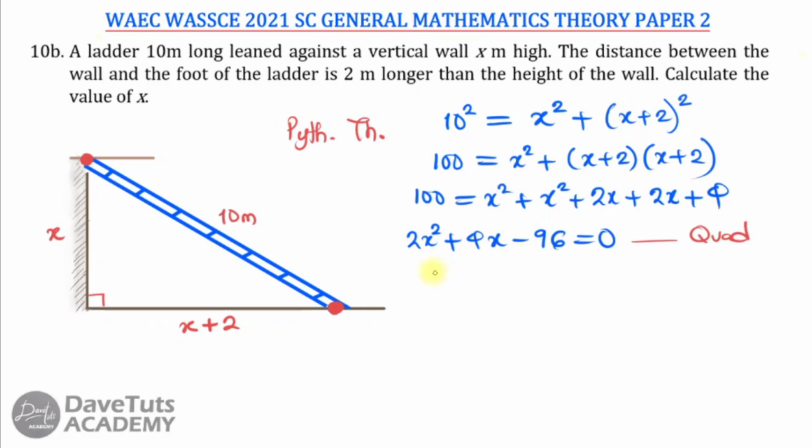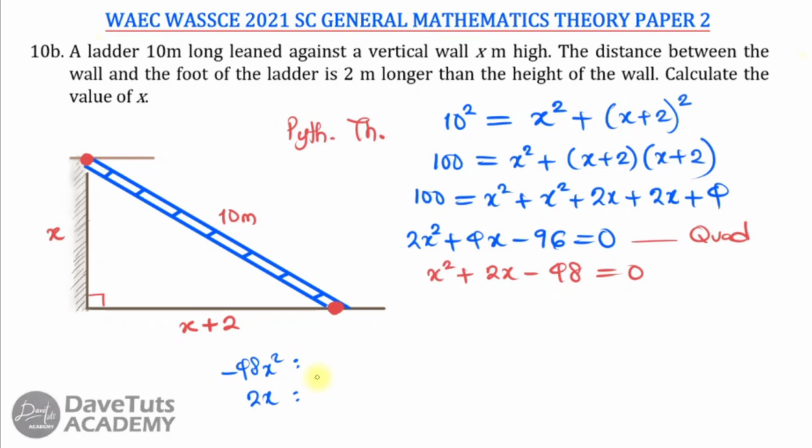Divide everything by 2, and we have it as x squared plus 2x minus 48 is equal to 0. So for us to solve this, we are looking at a product of terms that is going to give us minus 48 x squared, and then their sum is going to be 2x. So this is the product, this is the sum.